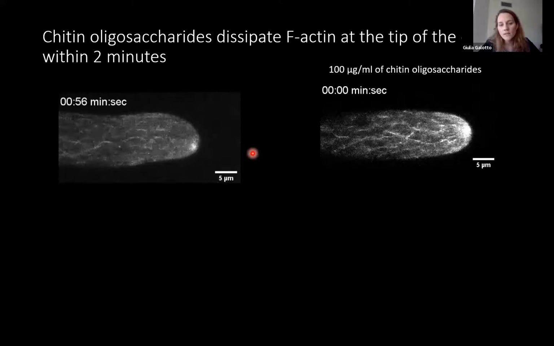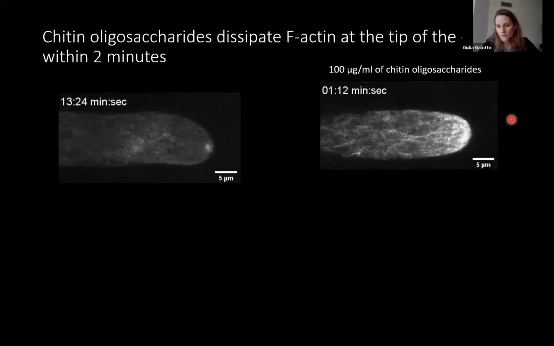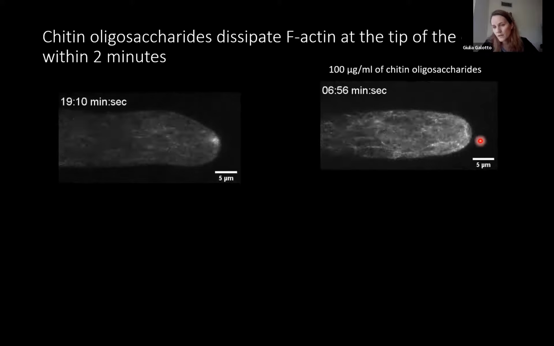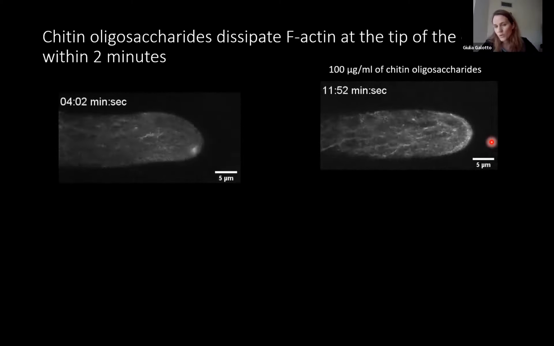So to investigate if the growth defects are due to defects in the actin cytoskeleton, we treated these cells with 100 microgram per ml of chitin oligosaccharides, and we observed the actin cytoskeleton. As you can see, about 2 minutes after the treatment, the actin accumulation at the tip is dissipated. So we attribute the defects in growth at the plant level to defects in growth at the cell level, due to the dissipation of this actin cytoskeleton at the tip, which is essential for growth.